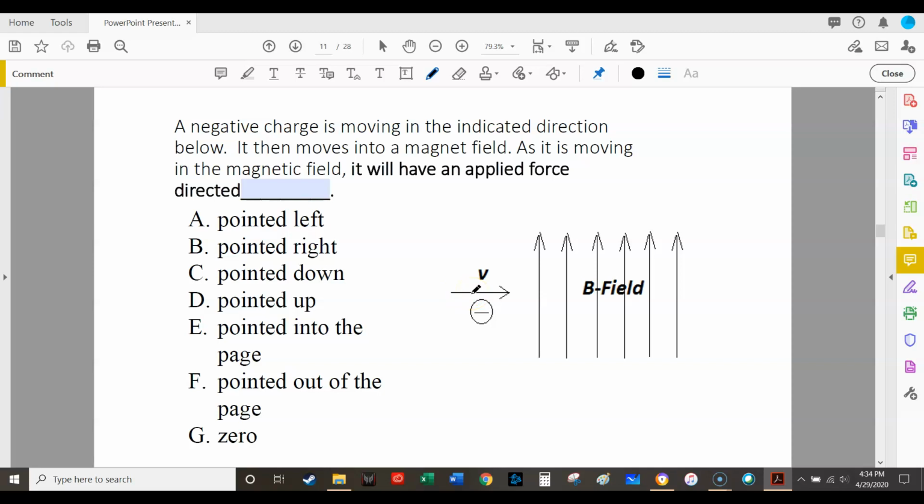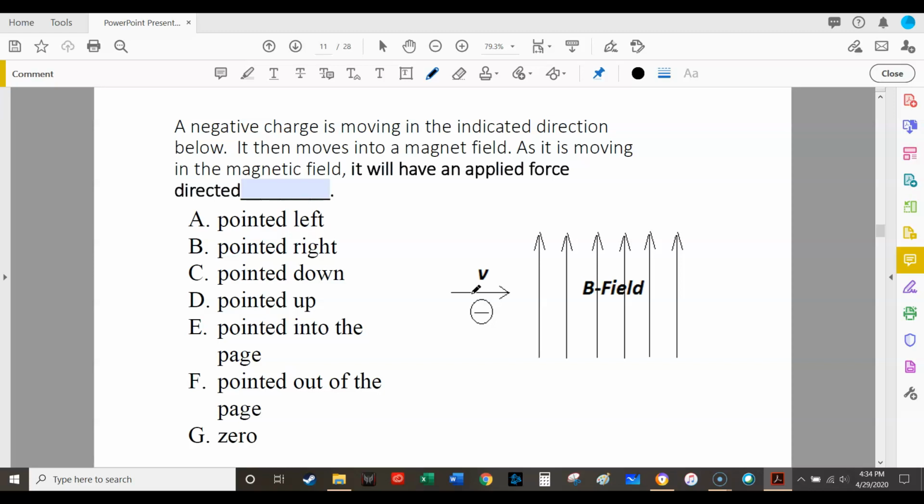The magnetic field is pointed up the page, and I want you to figure out the direction of the magnetic field applied to this negative particle. So go ahead and pause the screen, apply the right-hand rule, and figure this out. Pause now, please.